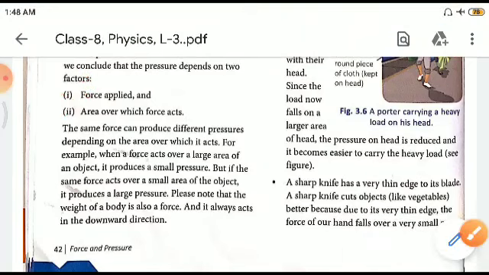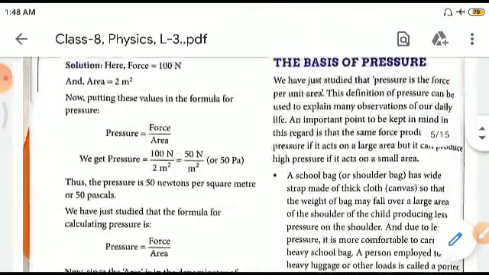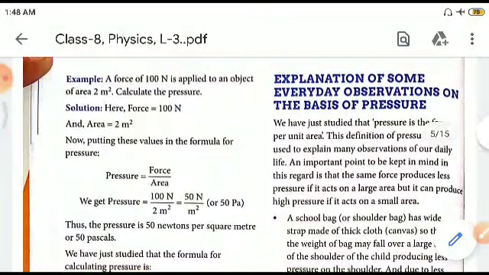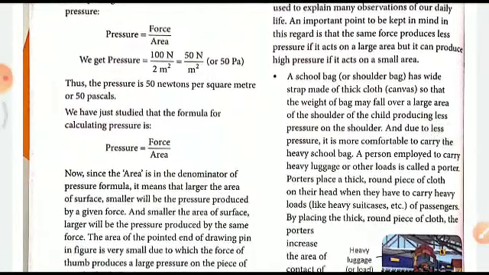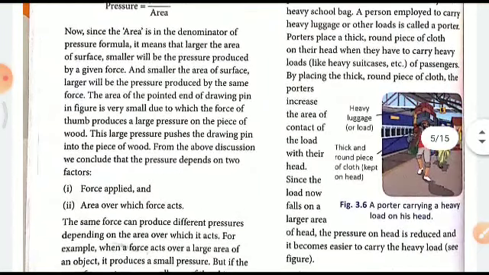An example of that is that the weight of a body is also a force, and it always acts in a downward direction. Now the explanation of some everyday observations on the basis of pressure. A school bag has a wide strap made of thick canvas cloth, so that the weight of the bag falls over a large area of the child's shoulder, producing less pressure on the shoulder. And due to the less pressure, it is more comfortable to carry the bag. We have also seen that in our classes.